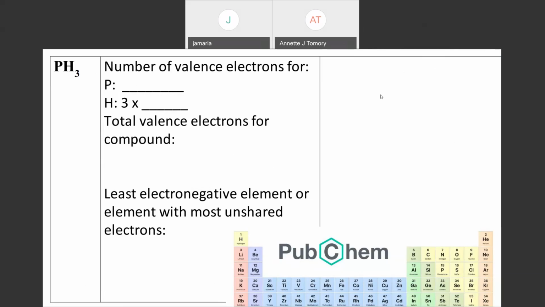Okay, so I am on PH3 now. This is the next one down. You with me? Yes. All right, so we need to go through it. We need to figure out how many valence electrons are in each.